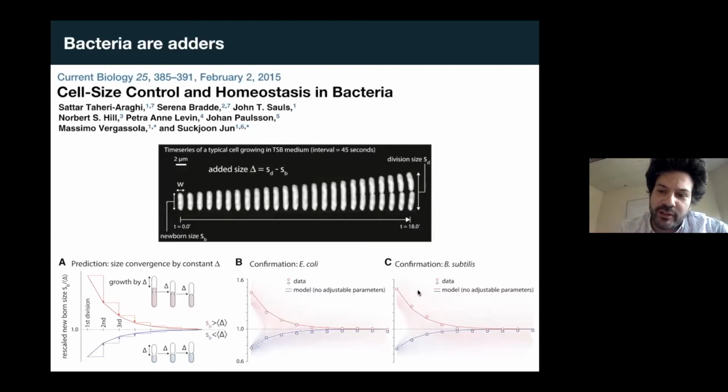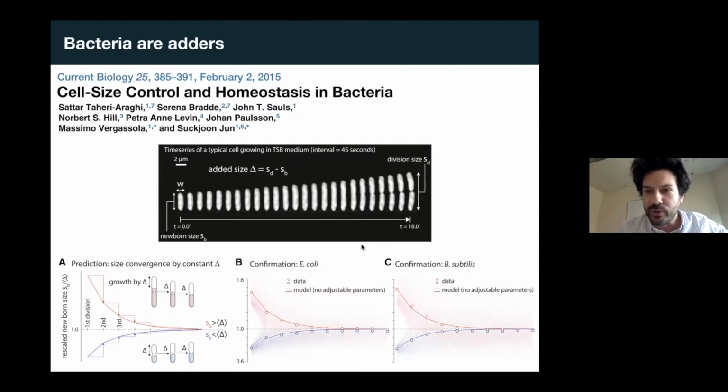Okay. So you have these three different things, and there's a beautiful article in 2015 that showed that, at least for E. coli and Bacillus subtilis, the correct model is an adder model. So the cells grow, they elongate, and once they have added a given size to themselves, then they divide. The problem is that this adder model is analytically very hard, from what I understand, to work with.